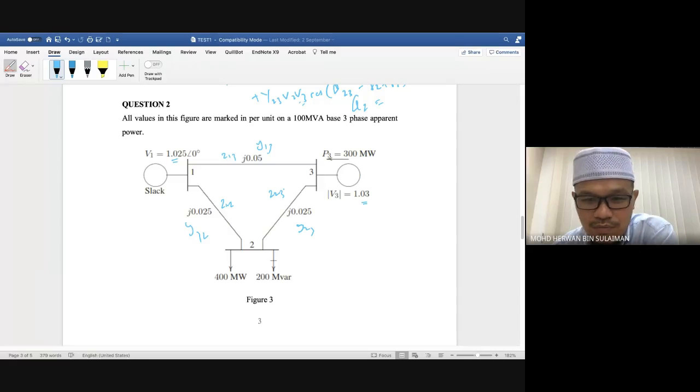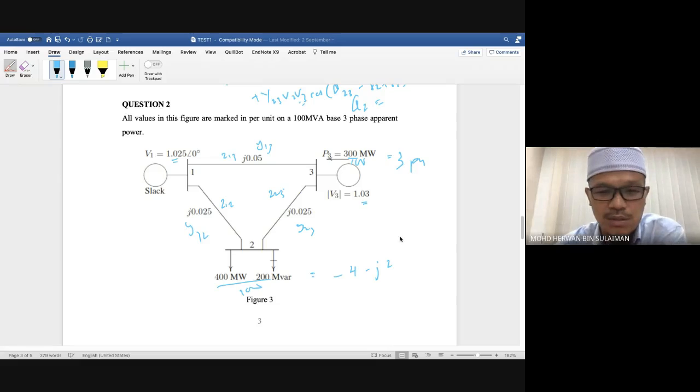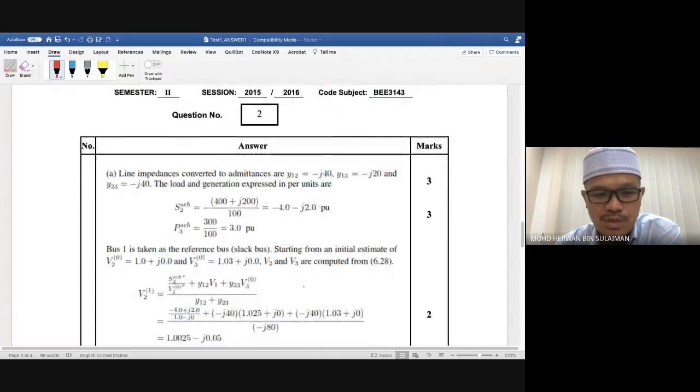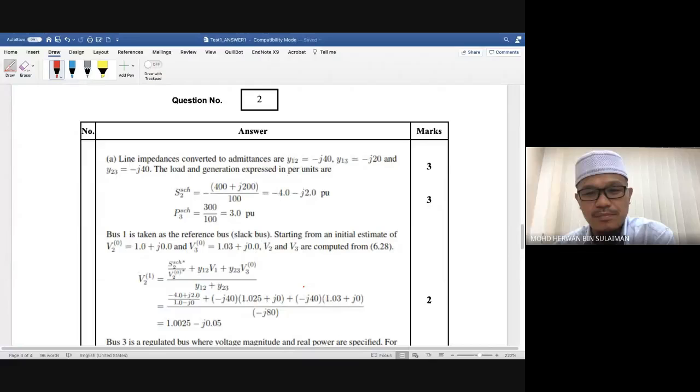Next you need to change all the value into the per unit. This one is divided by 100, you get 3. This one divided by 100, you got negative 4 minus J to right, because it's a load bus. So here is the solution. Ni makan 3 ni saya bagi sebab saya rasa saya suruh student cari juga Y bus, tak apa lah. So the line impedance converted to Y12, J40, Y13, J20, and Y23, J40. The load generation is expressed, this one. Don't forget for the load is negative here. Oh, this one is generator, no need. This is 3 per unit.